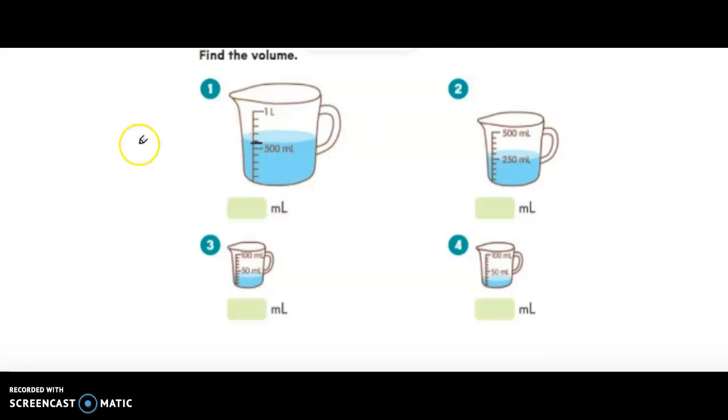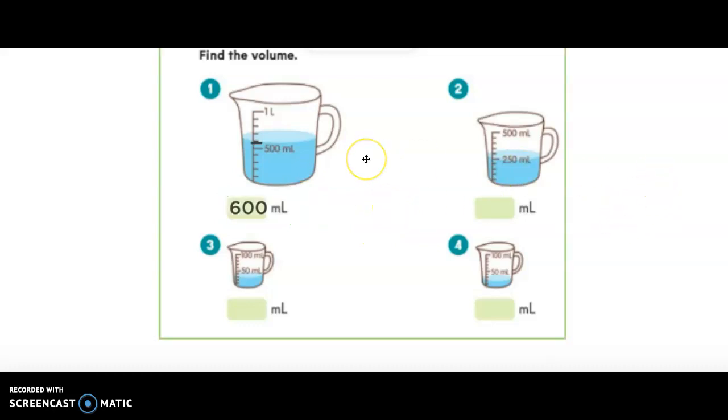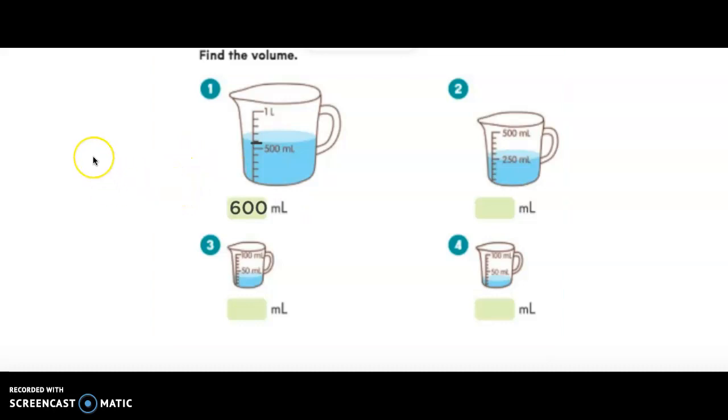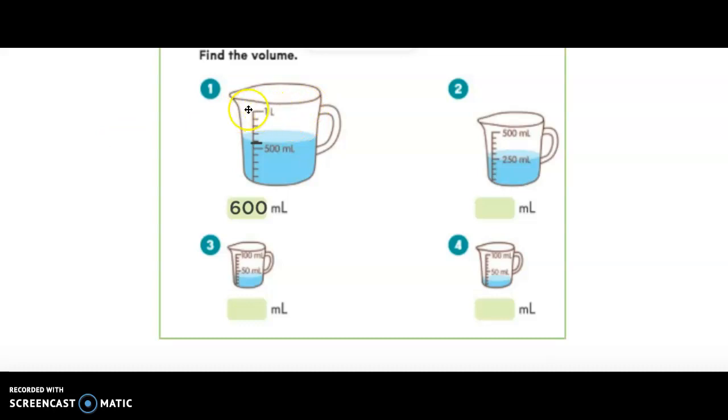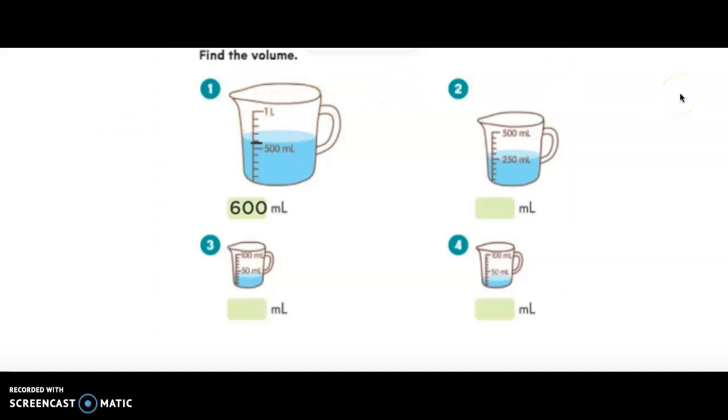Now this one is similar to the one we looked at on the last slide. So this is skip counting by 100 milliliters. We have 100, 200, 300, 400, 500, and then it is one above. So this is showing 600 milliliters. And now again, we are finding volume. If they were asking us about the capacity of number one, it would be 1 liter because that is how much the measuring cup can hold.